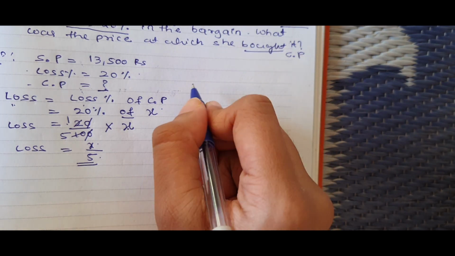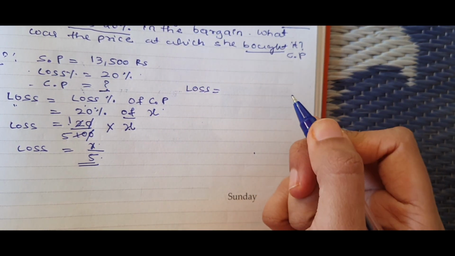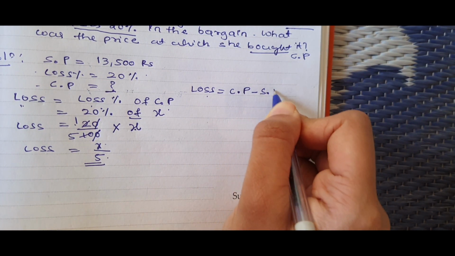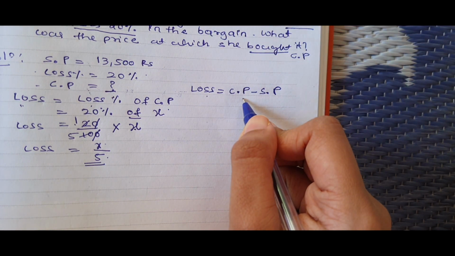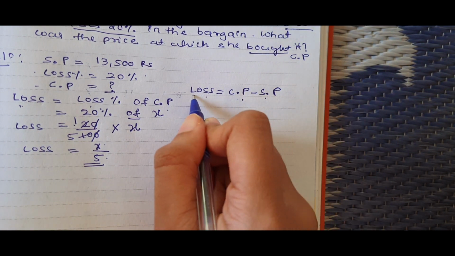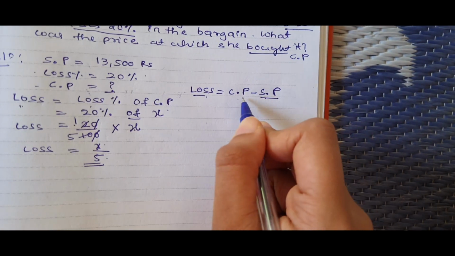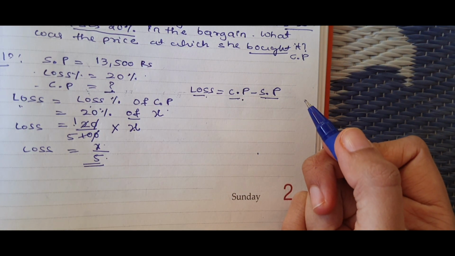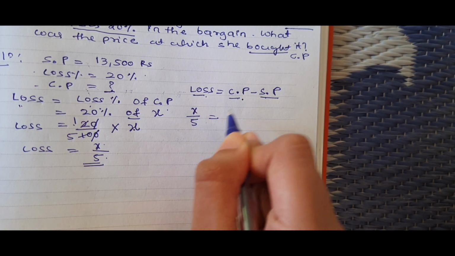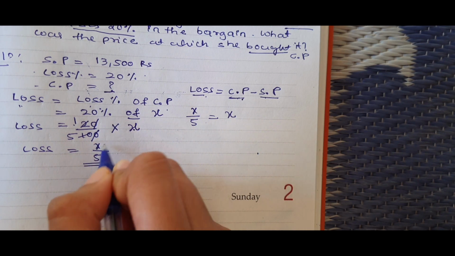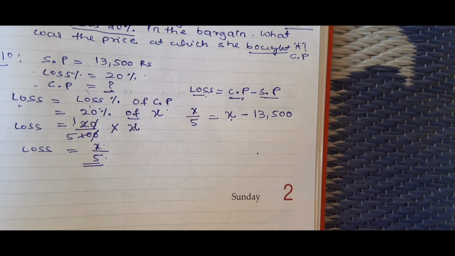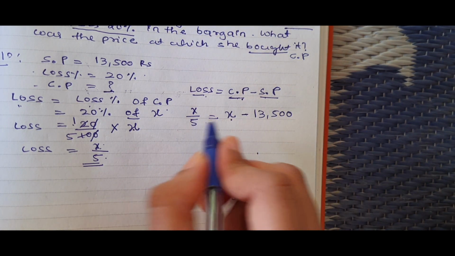Now we know a formula that loss happens when the cost price is greater than the selling price. So subtract SP, selling price, from the cost price. Now let us substitute the values. Loss is equal to X divided by 5, equal to CP, which is X. We don't know the value, so we have written CP as X, minus SP. SP is 13,500.